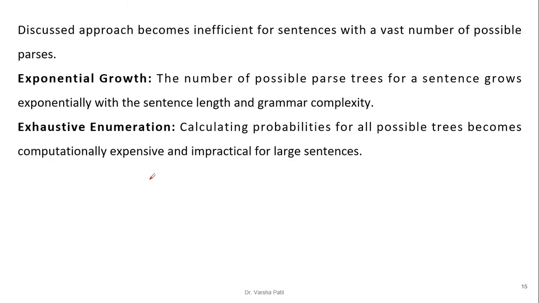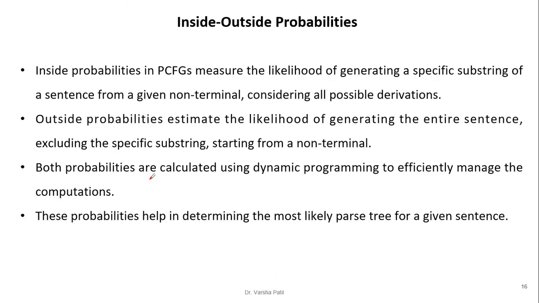This approach becomes inefficient for sentences with a vast number of possible parses because of exponential growth and exhaustive enumeration. The number of possible parse trees for a sentence grows exponentially with the sentence length and grammar complexity. Calculating probabilities for all possible trees becomes computationally expensive and impractical for large sentences. So the solution is inside-outside probabilities.